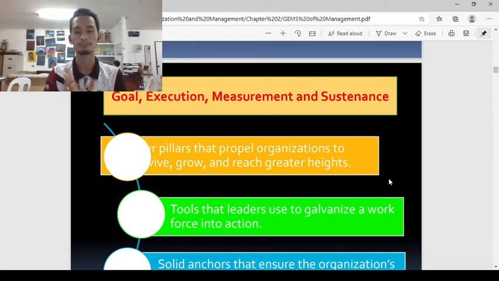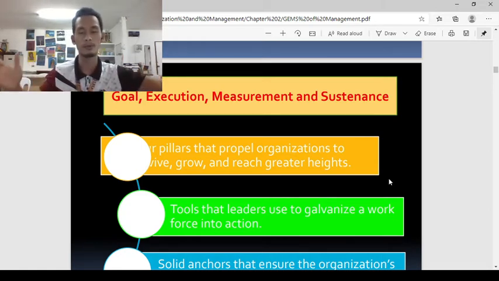For example, an organization will set a goal. Now, this goal will be useless if not executed. Therefore, it must undergo the process of execution. Now, the execution or implementation of the goal must be measured from time to time. That is why we need to measure results to know how far we have gone, right? How far along is your organization, right?